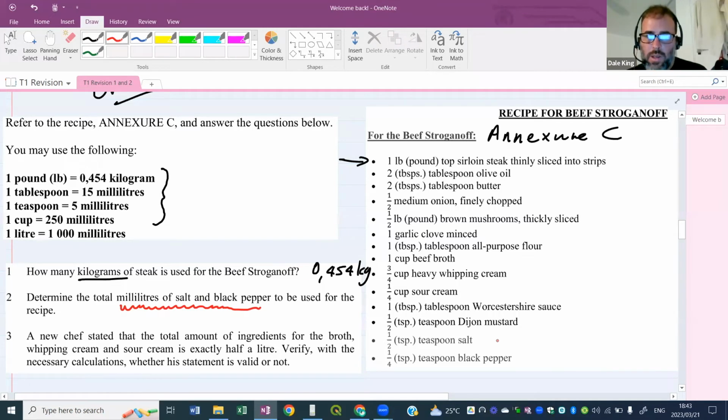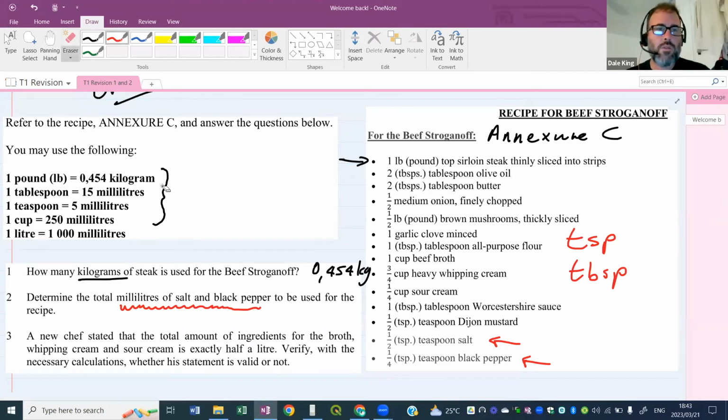So if we go down to the bottom here, we've got salt and black pepper. For salt, we have 1/2 teaspoon, and for black pepper, we have 1/4 of a teaspoon. When you see TSP in your recipe, that's for teaspoon, and when you see TBSP, that's for tablespoon. Just be careful of that. So down here, we've got half a teaspoon for salt, a quarter of a teaspoon for black pepper. Now, we need a conversion from teaspoons to milliliters.